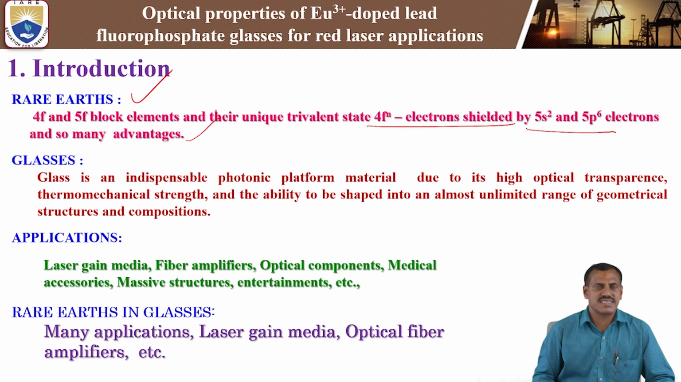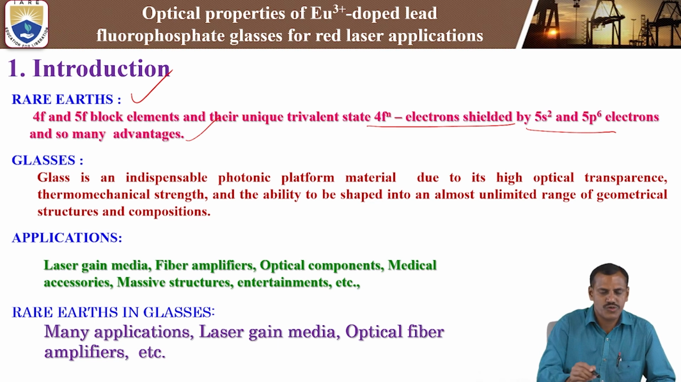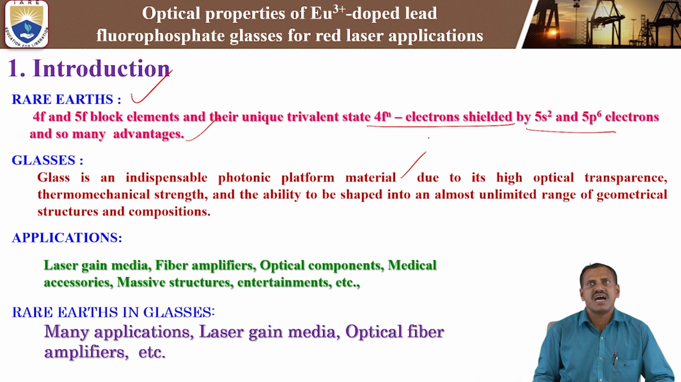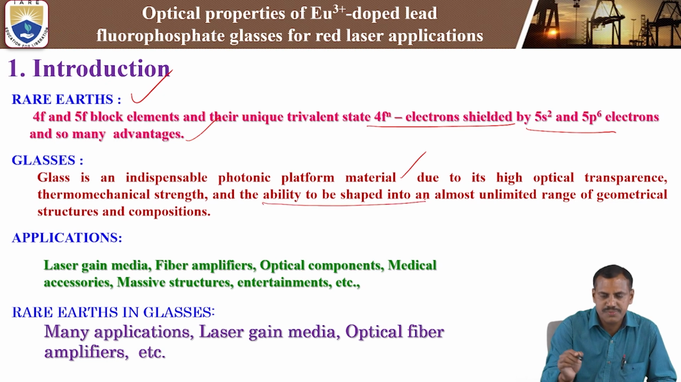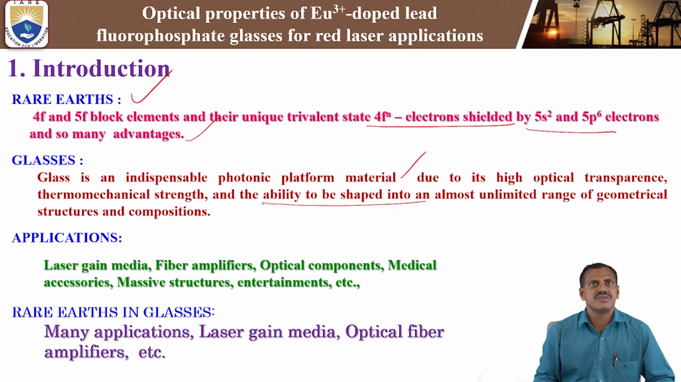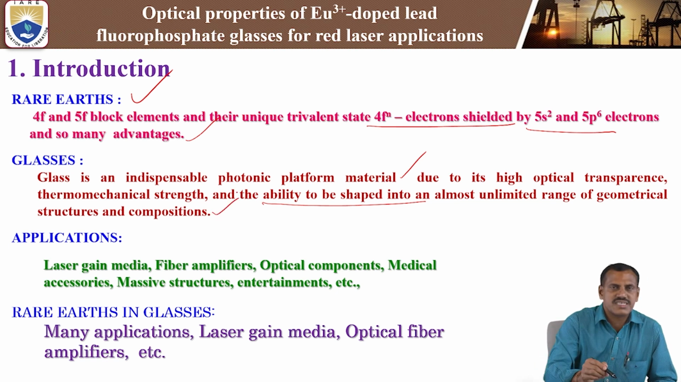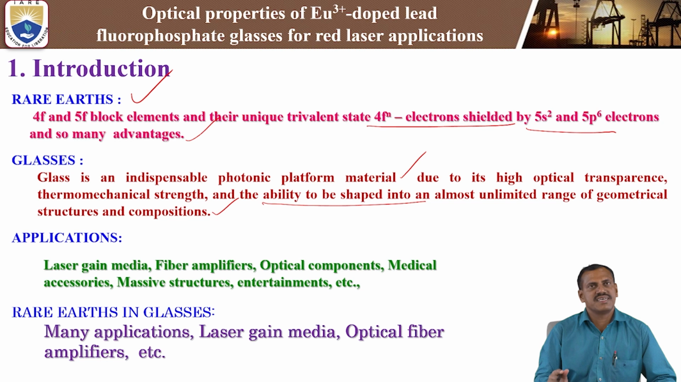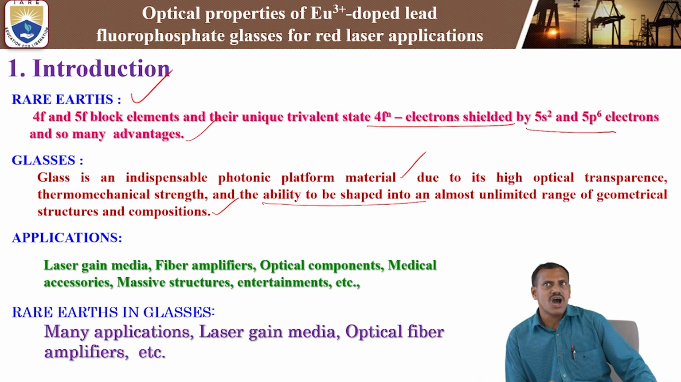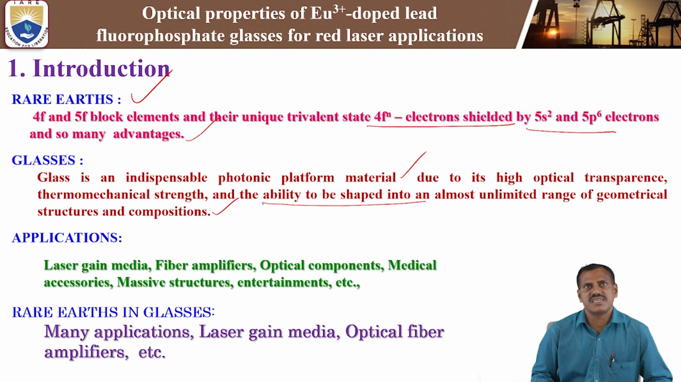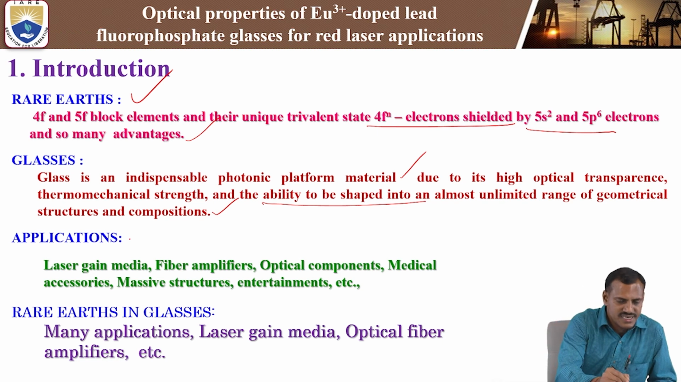Next, coming to glasses. Glass is an indispensable photonic platform material due to its high optical transparency, thermomechanical strength, and ability to shape into an almost unlimited range of geometrical structures and compositions. With glasses we can fabricate bulk material or draw optical fiber also. Depending on the composition, we can fabricate different varieties of glass materials. Next, what are the applications of glasses? Large gain media.